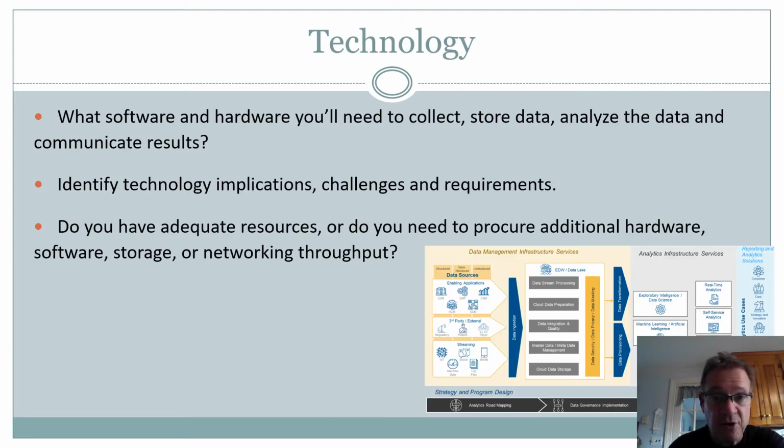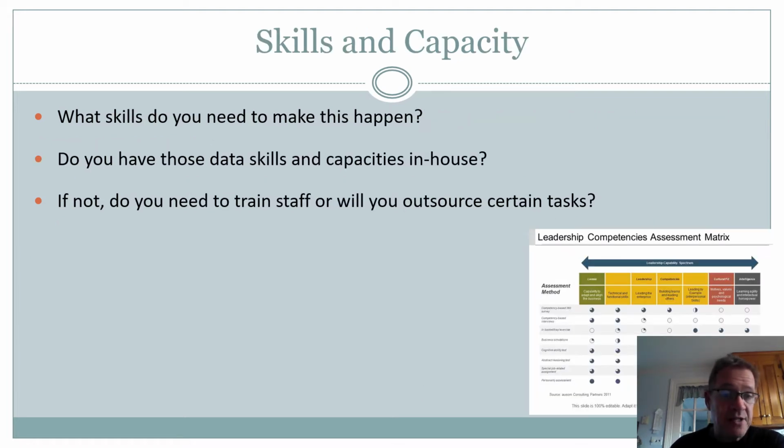And how is it going to be delivered? What is your technology stack? Do you have the correct amount of technology? Is it buildable? Is it scalable? Will it be able to respond to what you're doing not only for this iteration but for subsequent iterations? Do you have adequate resources in terms of the appropriate hardware and software and networking throughput to make this able to happen?